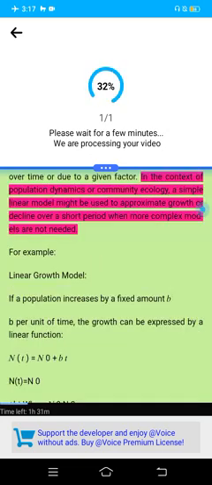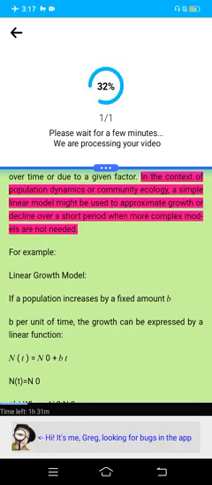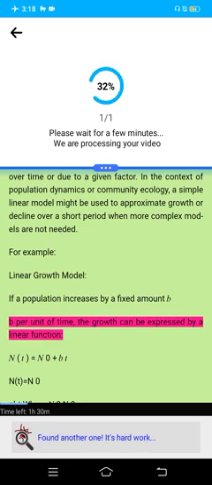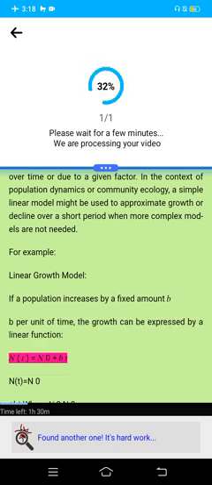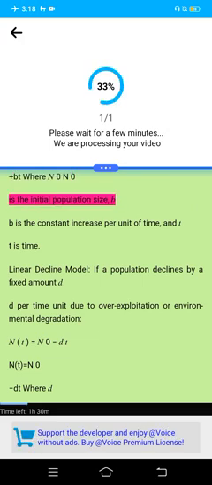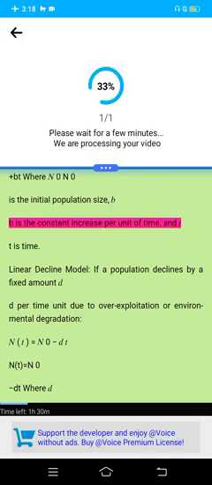In the context of population dynamics or community ecology, a simple linear model might be used to approximate growth or decline over a short period when more complex models are not needed. For example, linear growth model. If a population increases by a fixed amount b per unit of time, the growth can be expressed by a linear function. Nt equals N0 plus Bt, where N0 is the initial population size, b is the constant increase per unit of time, and t is time.